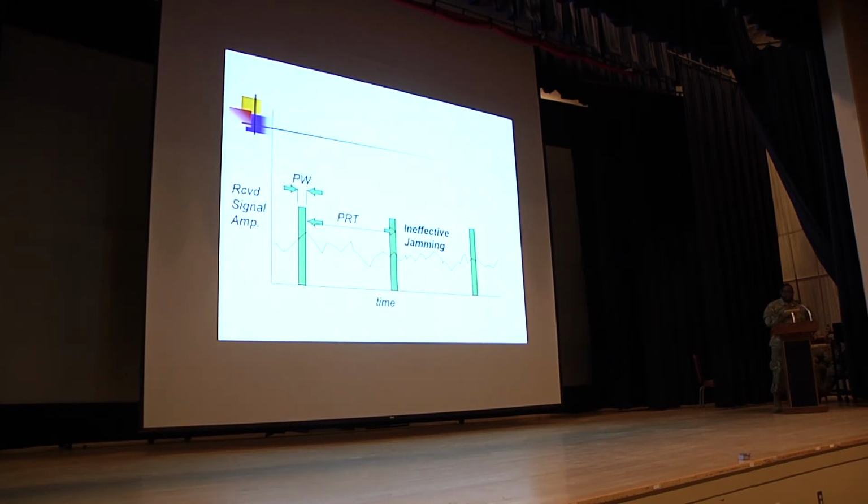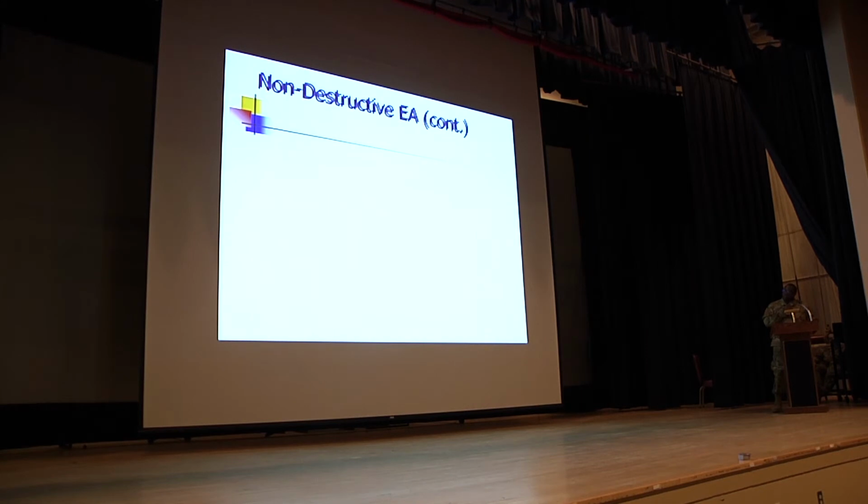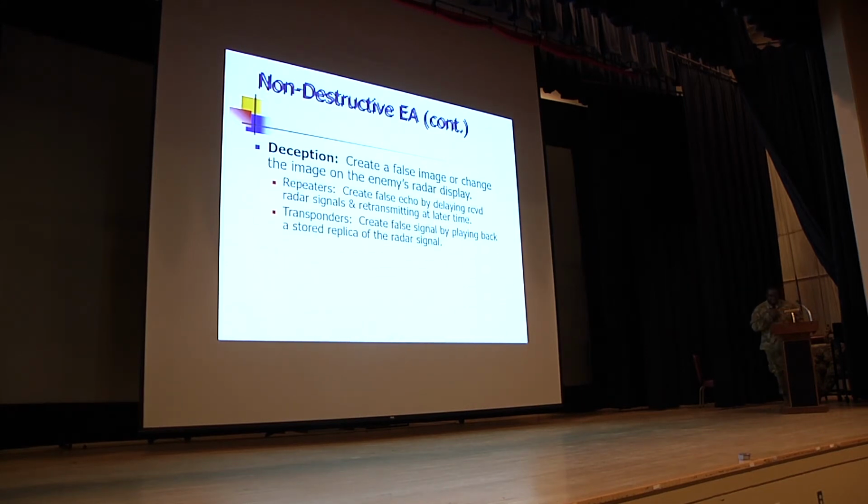Destructive EA. We have anti-radiation missiles, and those are just a couple of types of those arms, as well as directed energy. Directed energy includes lasers or microwaves or particle beams. And those are just a couple more types of destructive EA. And that's one of the missiles, the SLAM-ER, which is just an evolved version of the SLAM.